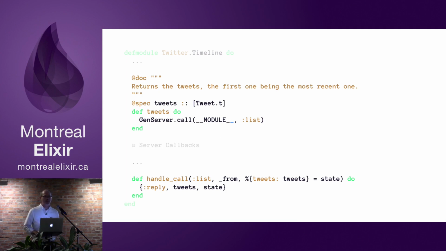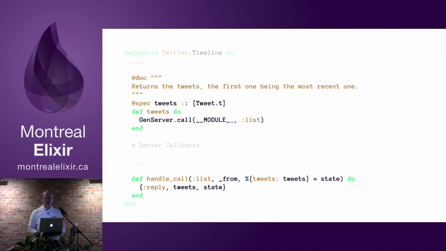Yep. How do you see it's public? Good question. In Elixir, when you see def here, if you see defp, it's a private function. This is a public function. So it can be used from outside the module here.